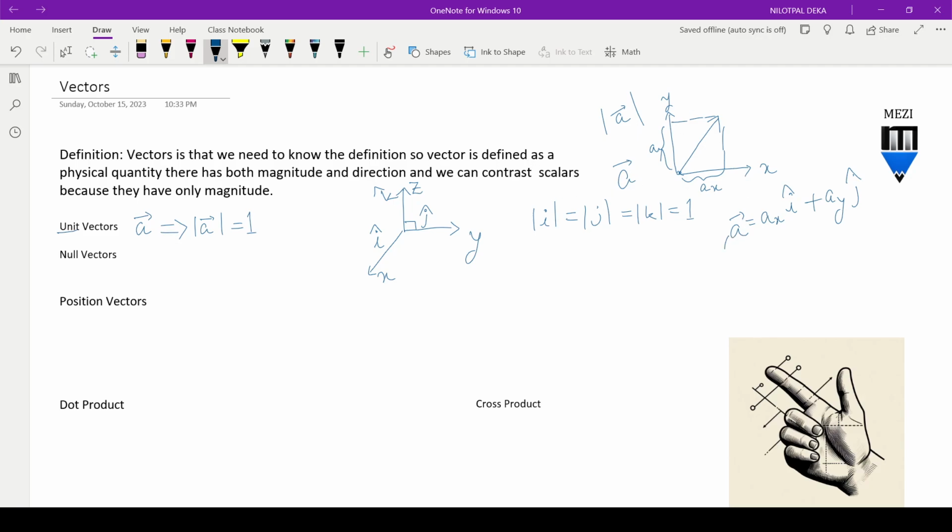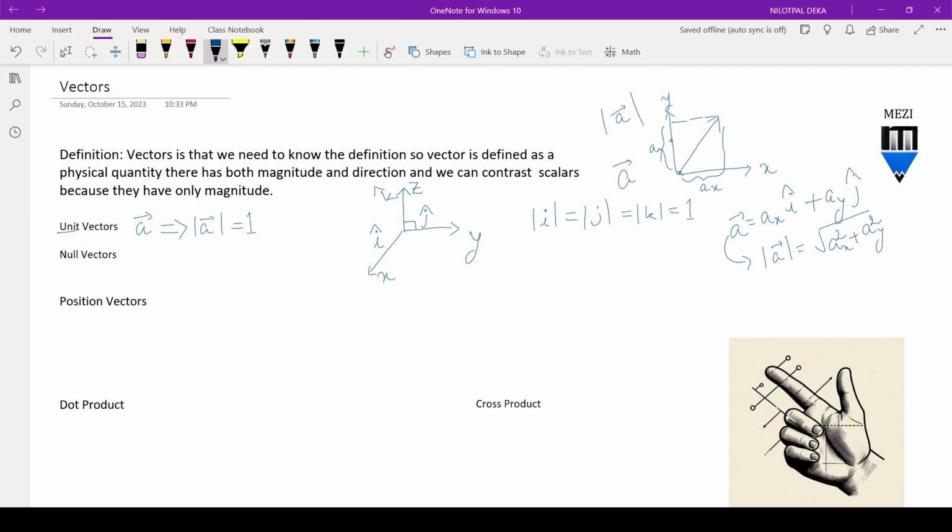Now, if I have to find the magnitude of A, what would I do? I would simply do mod of A is equal to root over ax squared plus ay squared. Okay. So if there were 3 dimensions, I would write ax squared plus ay squared plus az squared, all of this under the square root.